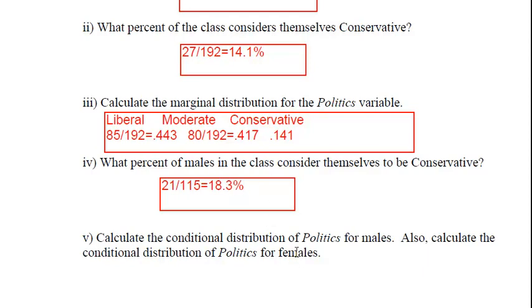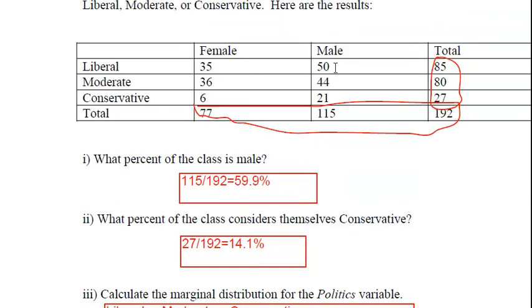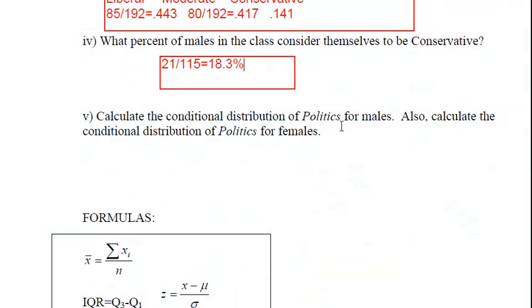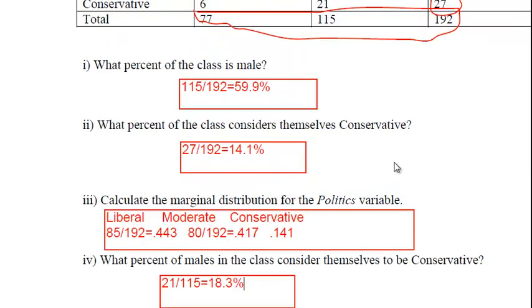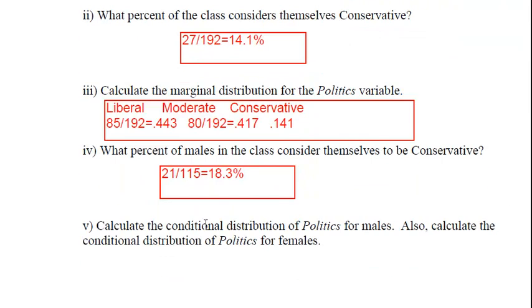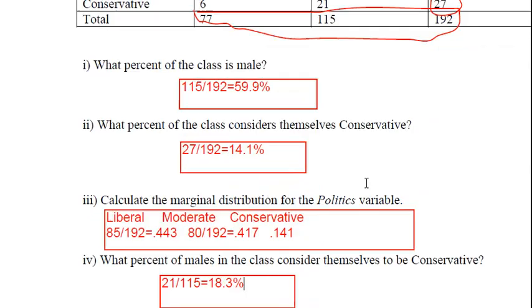Okay, and so those are a little tricky. It's important to get the denominator right. Percent of males means I only want to deal with that column. All right, and now the conditional distribution of politics for males. Again, I want to make sure I understand what a distribution is. Distribution of politics means I want the breakdown of the political party, and I'm conditioning it on being male. So I'm only interested in the male participants in the survey, so I'm always going to be dividing by 115.